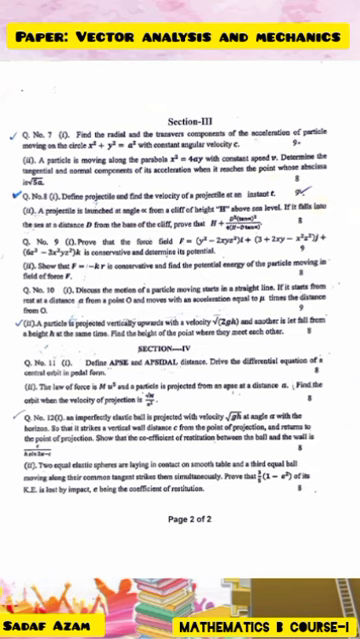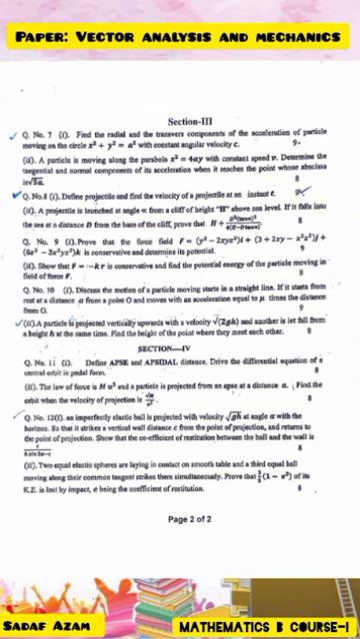Question number 9. 1. Prove that the force field F is equal to (y square minus 2xyz square) i plus (3 plus 2xy minus x square z square) j plus (6z cube minus 3x square yz square) k is conservative and determine its potential. 2. Show that F is equal to minus kr is conservative and find the potential energy of the particle moving in the field of force F.